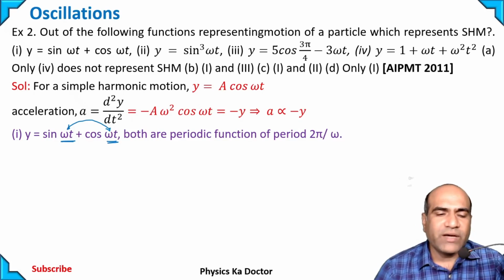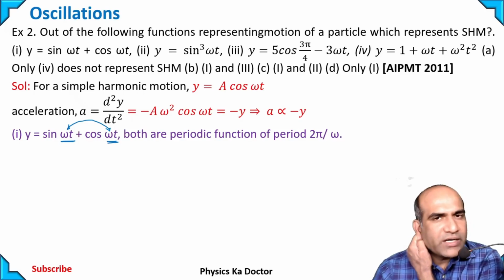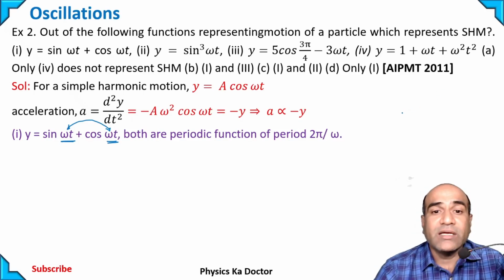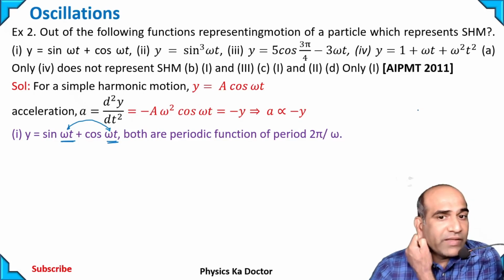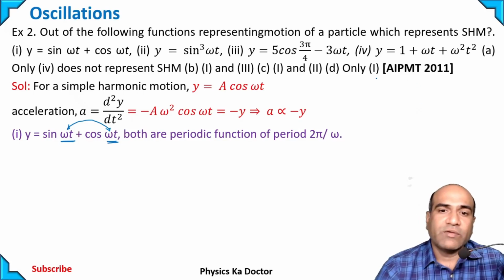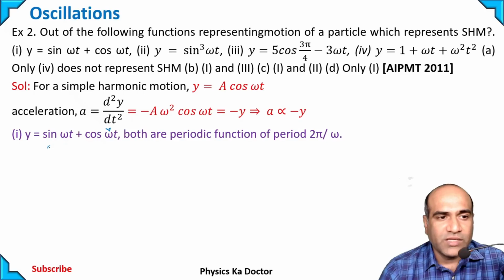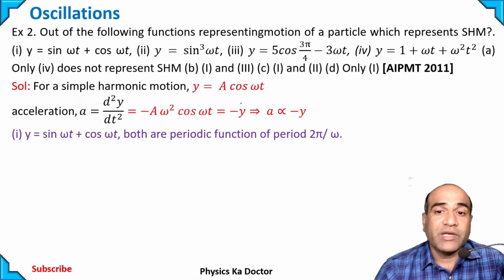And when we have sine omega t plus cos omega t, we know that there is a 90-degree angle difference between them, right? There is always a 90-degree angle between them, and therefore this is always periodic. So whenever you see a summation of sine and cos, and the angle is the same, without any power, at that time it is always a periodic function, right?